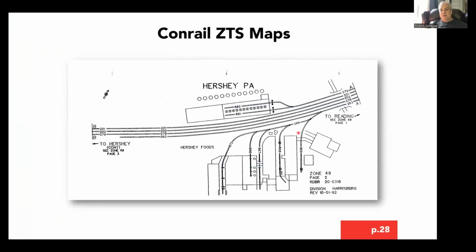This is an example of a ZTS map. It's from Hershey, Pennsylvania, which doesn't quite look like this anymore. They just recently have ripped up a lot of the track that used to serve Hershey Foods in downtown Hershey. But you can see not only the layout the way it was at one point, but also these numbers go to a list on the next page that say what the purpose of the track was. So that can be really helpful in trying to figure out a prototype layout.